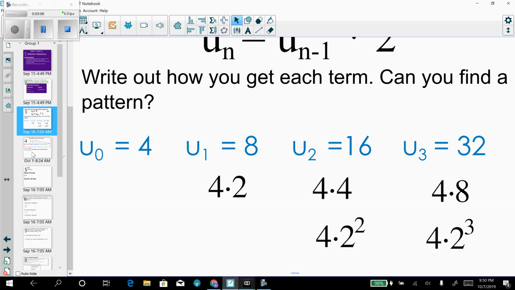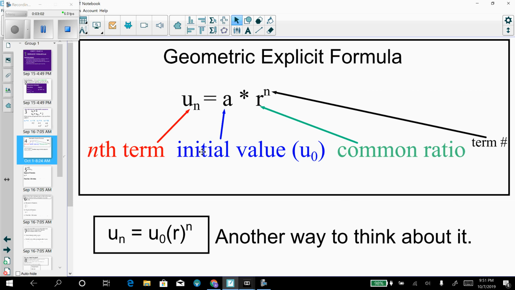We might be onto something. So here is our formula. This is what's really happening. In a geometric explicit formula, this is your nth term. This is your initial or starting value. So this is where you start. This is your common ratio. You can also think of it as your growth or your decay rate. And this is the term number. And sometimes this is going to be in time, like months or weeks or years or days.